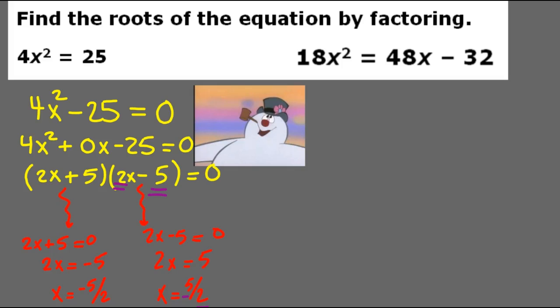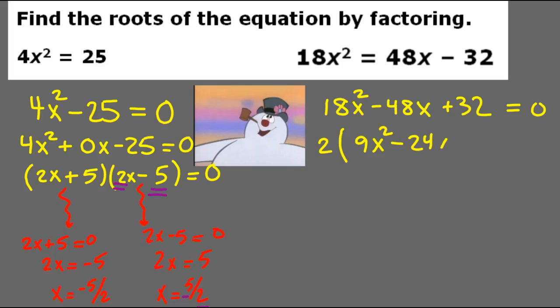Now we got one over here. It's a little different because we got to factor some stuff out. We got to set it equal to 0. I always want to keep my leading coefficient positive, so I'm going to move the two things from the right side to the left side. So I'll make it a minus 48x and a plus 32. Set that equal to 0. In this case, I can factor out a 6. 9x squared minus 24x plus 16.